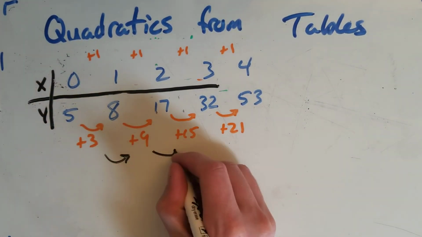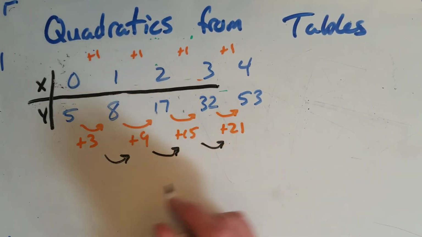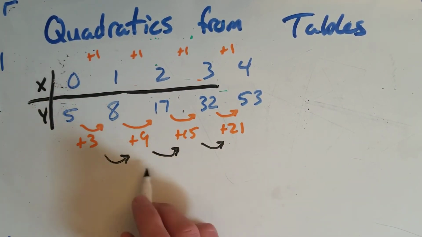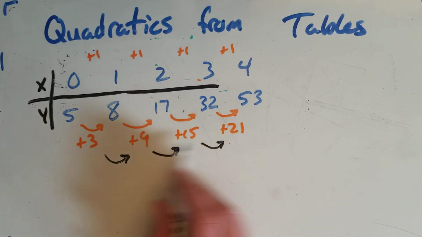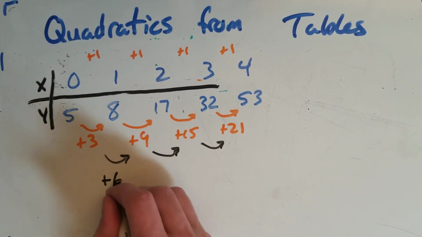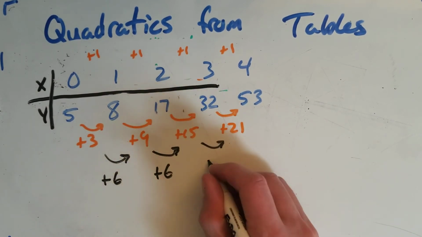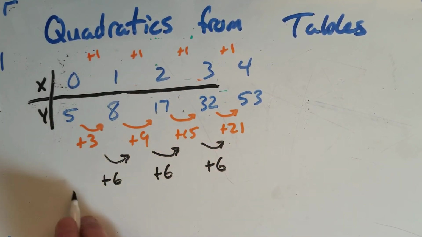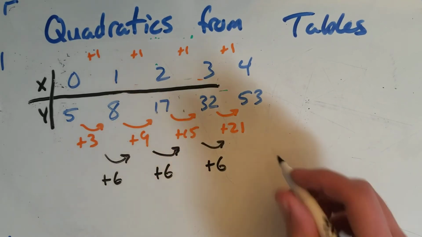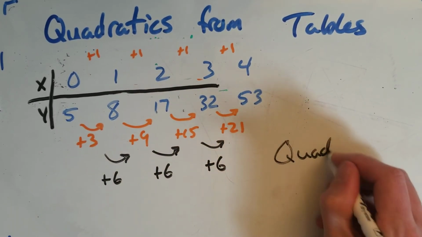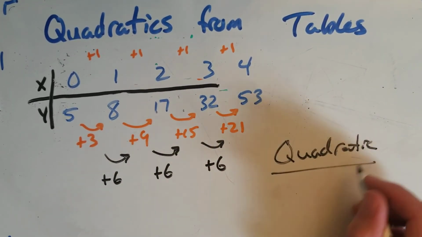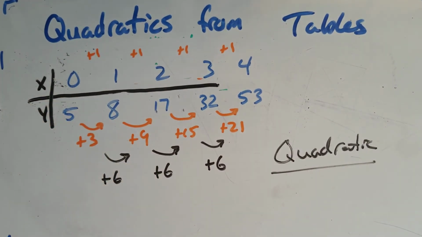So let's go ahead and check to see if it's a quadratic. So we go to the second difference here. In our first difference, we go from 3 to 9, so that's +6. We go from 9 to 15, that's +6. We go from 15 to 21, that's +6. So since we have a constant pattern in the second difference, that means we are a quadratic function. So this table represents a quadratic.